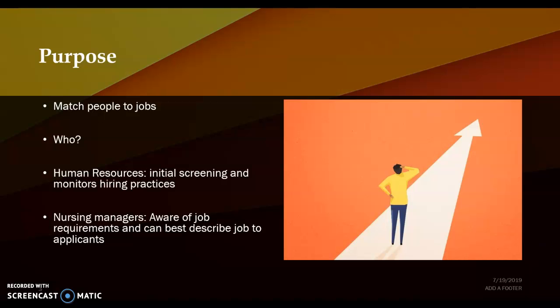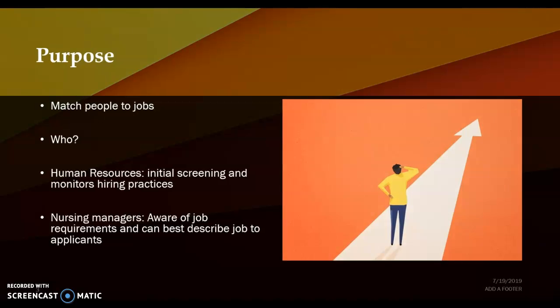So, if you were hired at LGH, you were probably initially called for a phone interview by someone from HR and answered a few questions to make sure that you were appropriate to work at LGH. This then gets filed to the nurse managers. They're aware of the job requirements and the applicants, and they do their best to describe the job to the applicants, and then are later sitting in on the interview process.